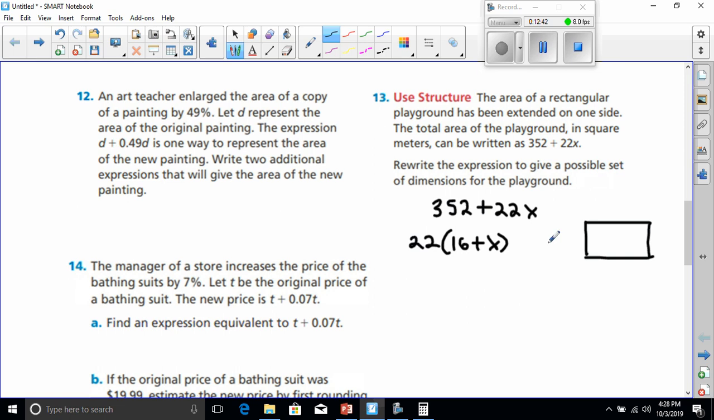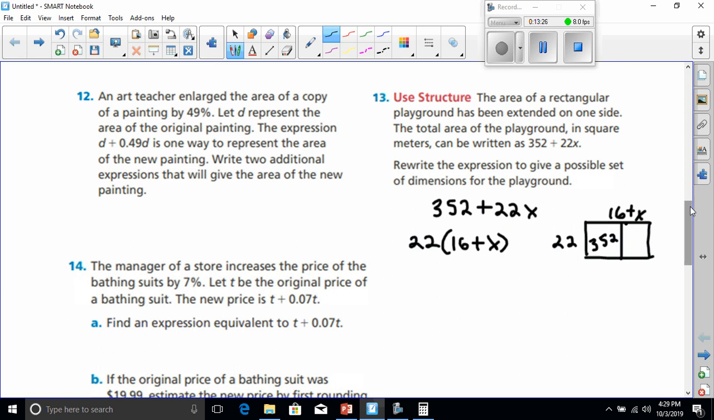Now, if I wanted the possible dimensions, I would say that this was 22, and this must be 16, and maybe this over here is x. Okay? So 16 plus x would be on top, and 22 would be over here on the side. Okay? And that would mean the area of this particular playground is 352, because x times 22 is the new dimension, the extension on the playground.